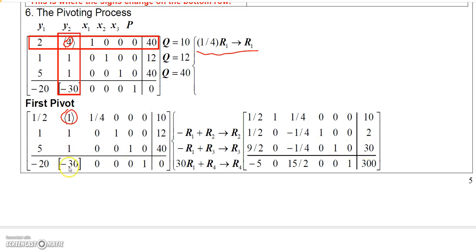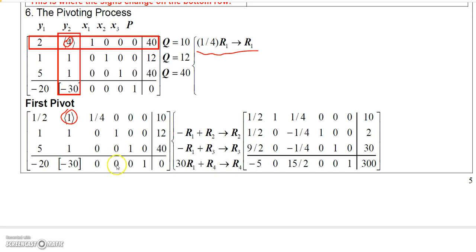And then the last step, I got to get rid of this negative 30. So I have to multiply row 1 by 30 and add it to the fourth row. So if I multiply everything by 30 here and add it to row 4, this is what's going to happen. A half times 30 is 15, and 15 plus negative 20 is negative 5. 1 times 30 plus negative 30 is just going to be 0. 30 times a fourth, that's the same as 15 halves. So add that to 0 and I get 15 halves.